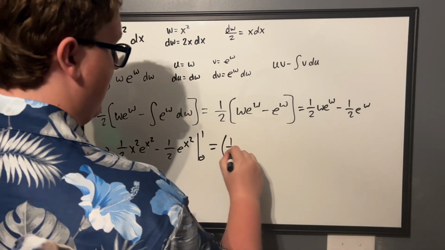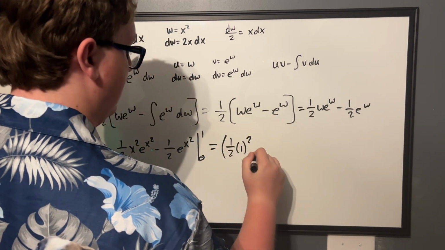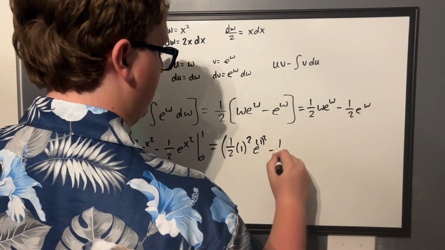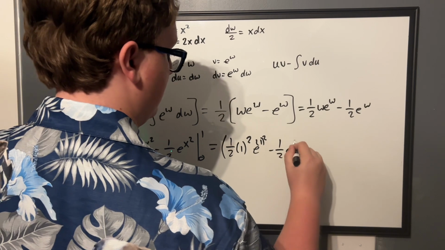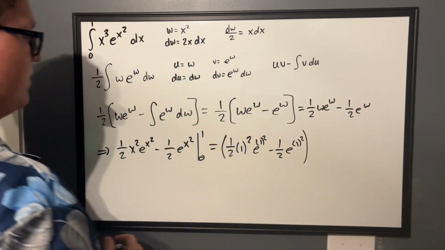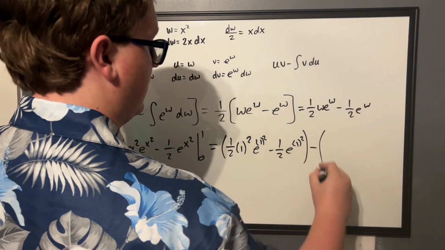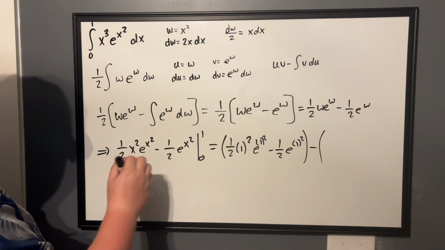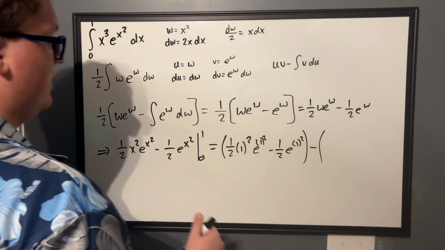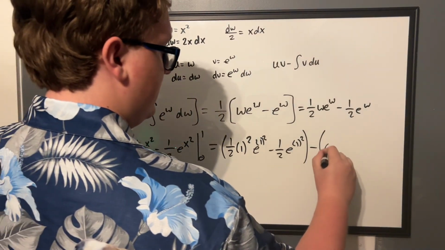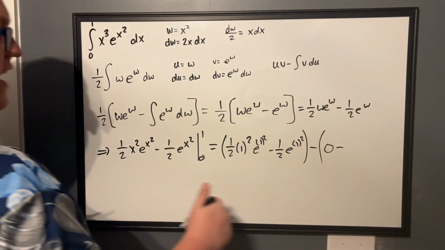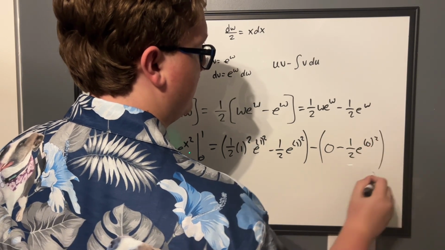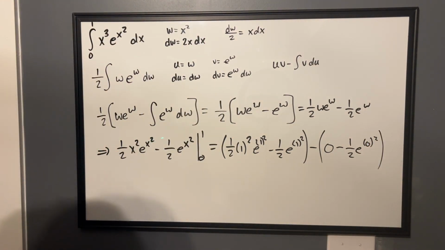So we're going to have 1/2 times 1 squared e to the 1 squared minus 1/2 e to the 1 squared. That's plugging in 1. And then when we subtract off plugging in 0, well, we see the first thing that we do when we plug in 0 is get this whole term right here just goes to 0 because we're multiplying by 0 here. So we're going to get 0 minus 1/2 e to the 0 squared. So now we're going to go ahead and evaluate everything in here.